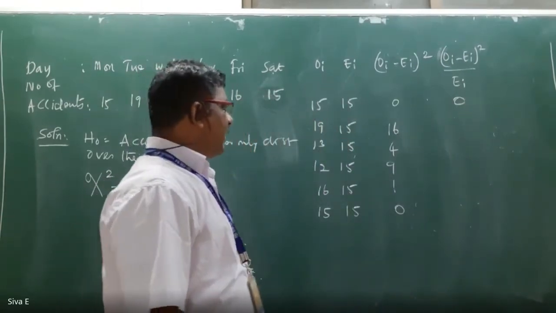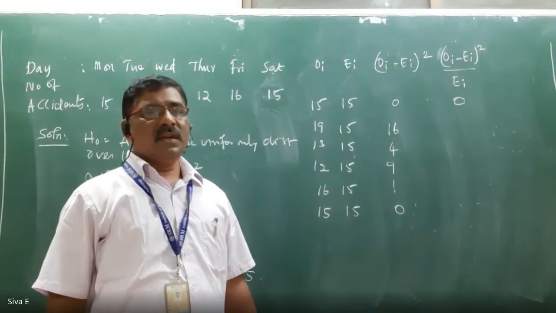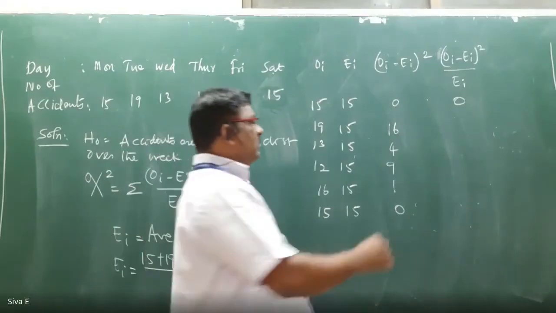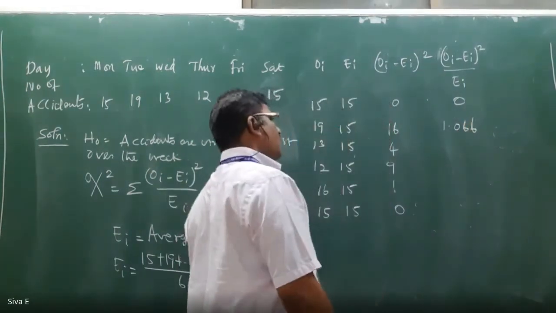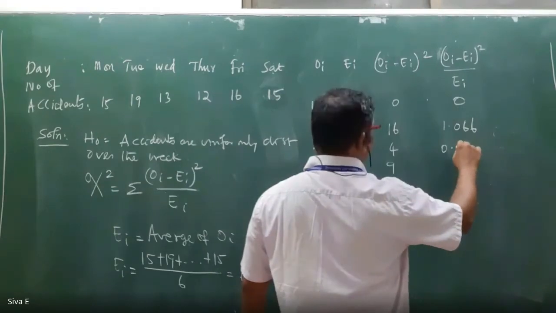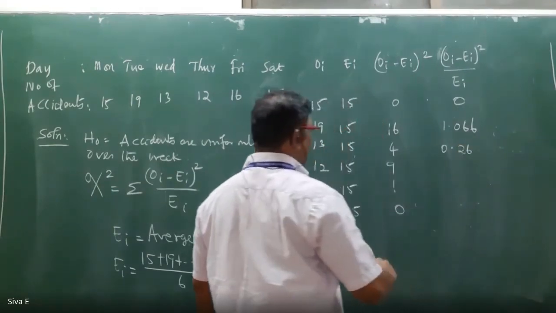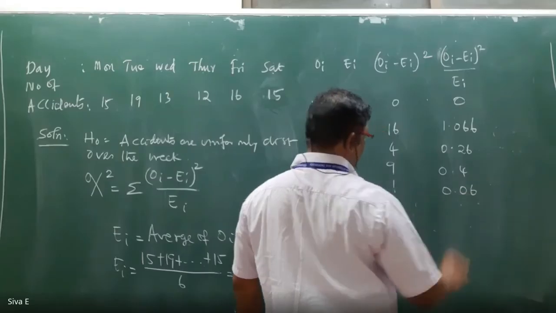What is the next value? 1.066. Next value? 0.26. Next one? 0.4. Next one? 1 by 15, 0.06. Finally, 0.